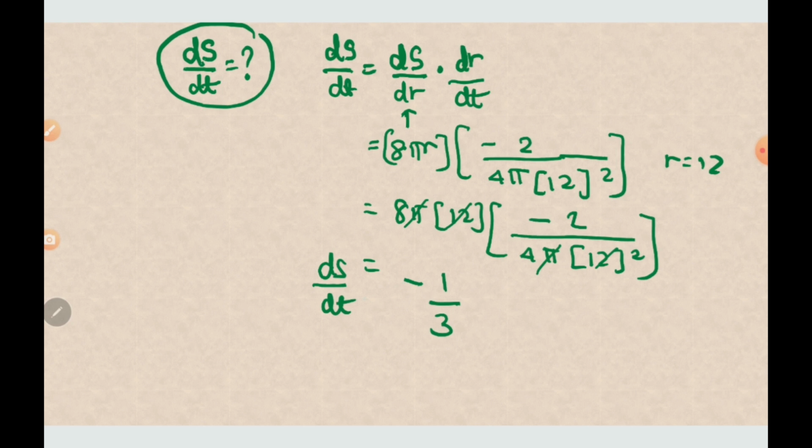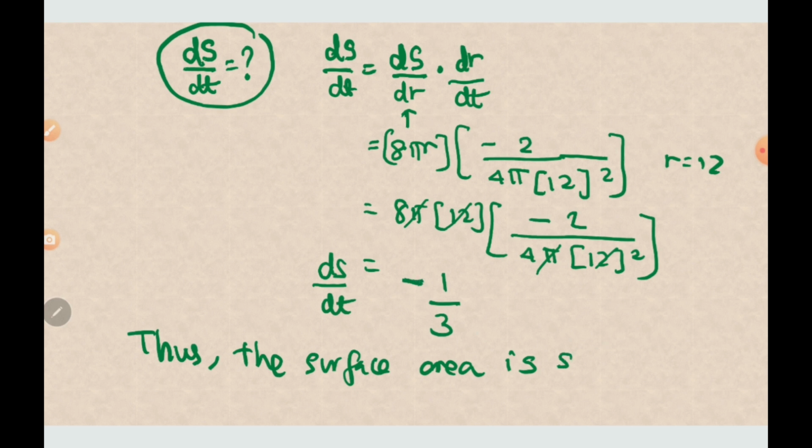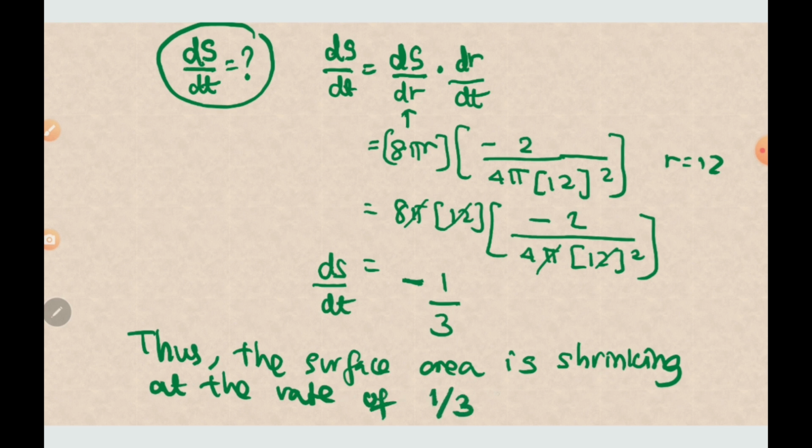So to put it into words, thus the surface area is negative here, means is shrinking at the rate of 1/3 meter squared. Surface area, the unit is meter squared per minute.